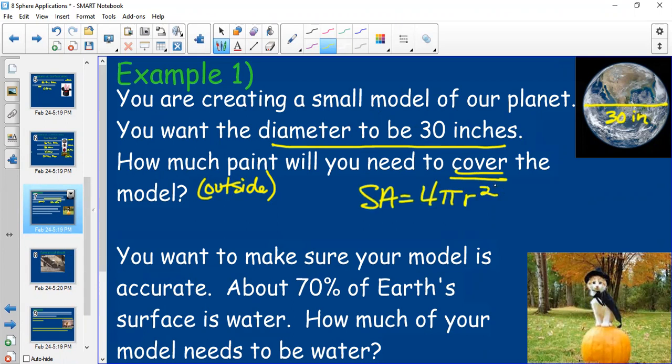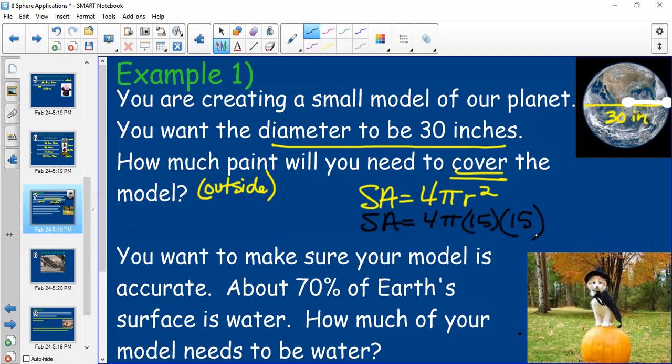All right, so we're going to use that formula that we learned from yesterday, 4 pi r squared. The only thing we really need is the radius. So in this case, our radius is half of the diameter. So our radius is going to be 15. So surface area equals 4 times pi times 15 times another 15.